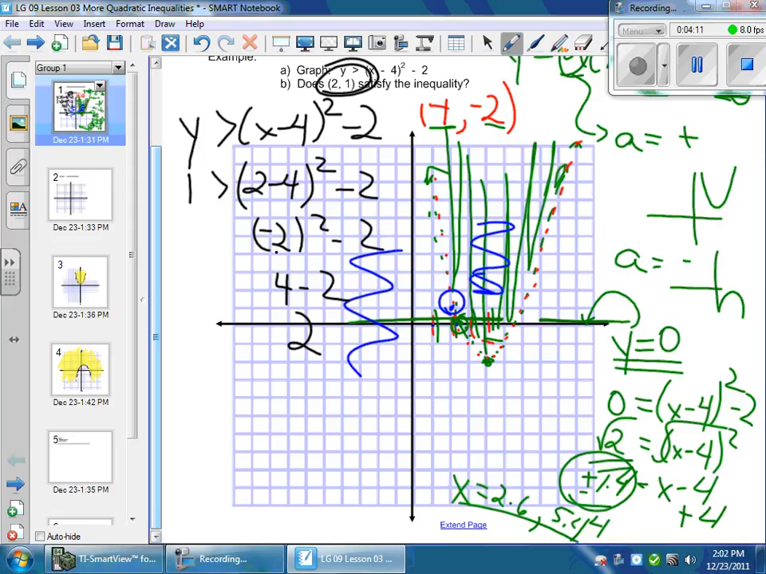That equals 2. Is 2 greater than 1? No, it's not. So it's outside of this parabola. So the parabola comes down like this. This point is outside the parabola, and it does not satisfy the inequality. Oh my goodness, look at this mess.